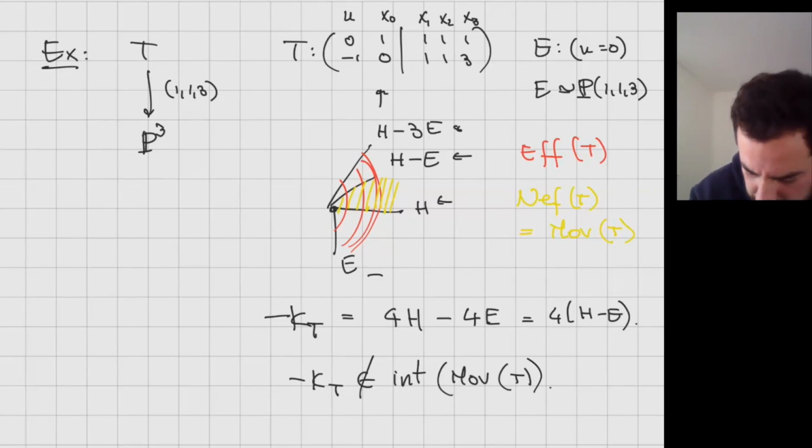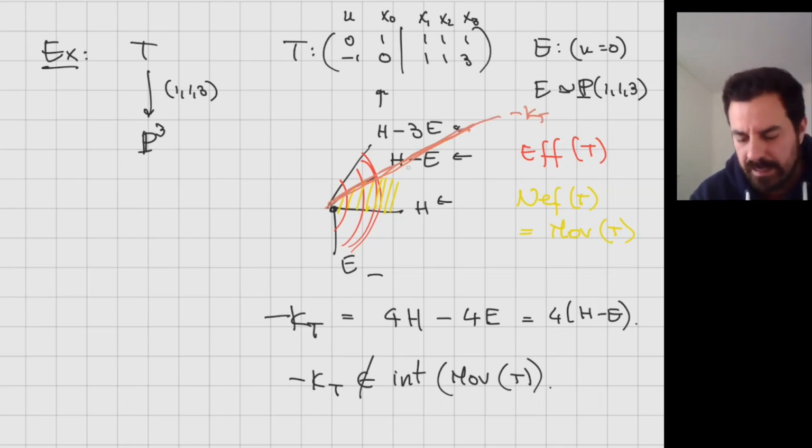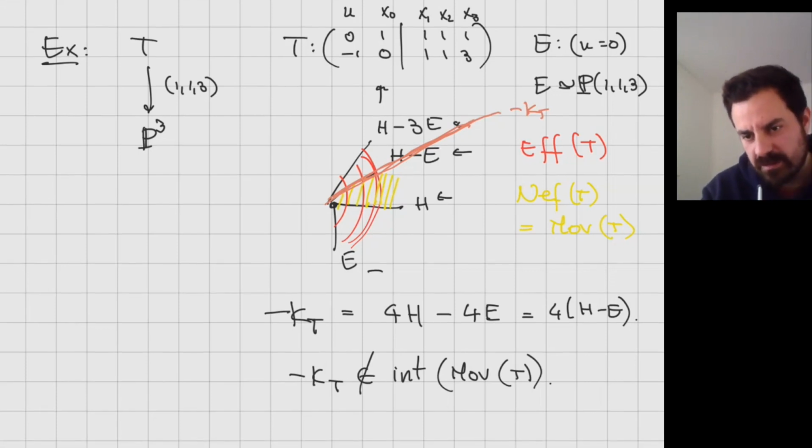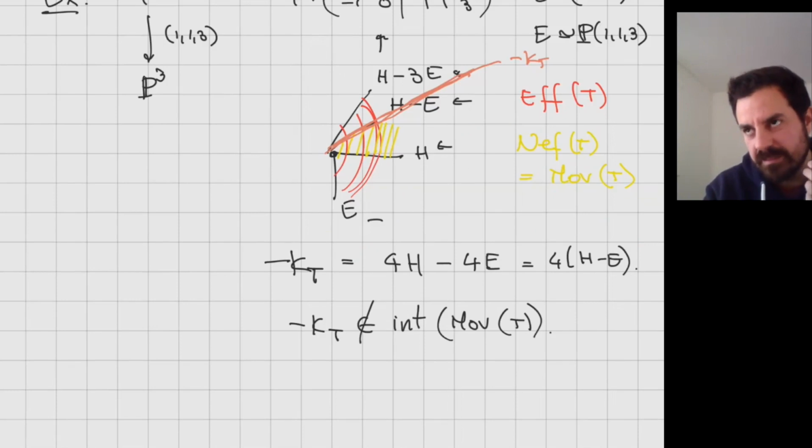Let me write it here. This is minus K_T, which is 4 times that guy. So it's exactly in the boundary of the movable cone. Because of that, we don't have a Sarkisov link anymore. The real reason that we don't have a Sarkisov link is that at the end of the link, you have a divisorial extraction to a canonical singularity, because the anticanonical divisor is in the boundary.